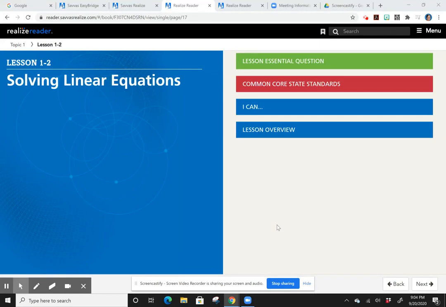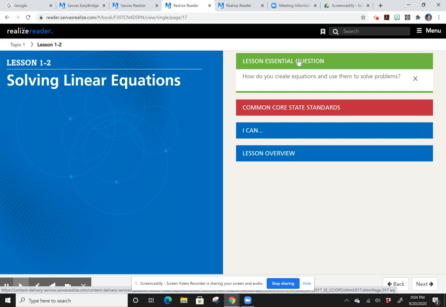In today's lesson, we are going to go over lesson 1.2, solving linear equations. The lesson essential question is, how do you create equations and use them to solve problems? So this is going to be the overall question that you should be asking when we go over these examples.